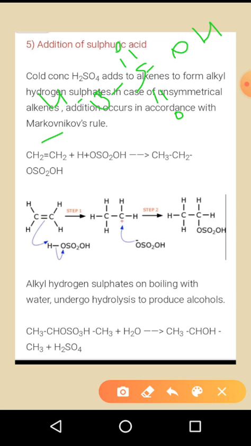C2H5HSO4 molecule is formed. So in that case also, initially that ethene molecule will combine with the H2SO4. H2SO4 will produce H plus and HSO4 minus ions. That H plus is a positive center, so this electron rich center will attack on this electron deficient center. It will produce one carbocation center. Later it is attacked by this nucleophile, so it will produce ethyl hydrogen sulfate.